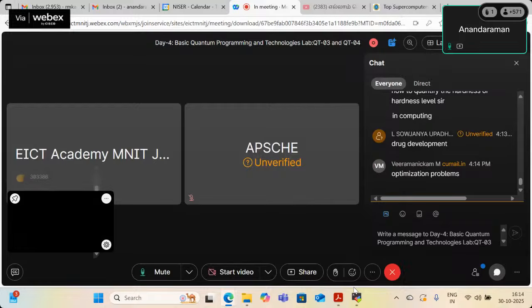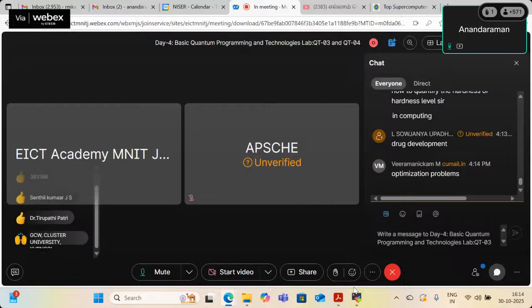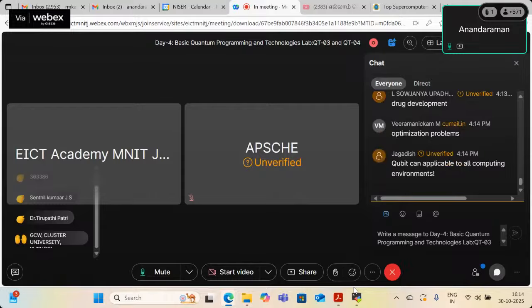Yeah, definitely optimization problems. D-Wave, these quantum annealers, are mostly dealing with optimization problems. Volkswagen is doing a lot of route optimization.